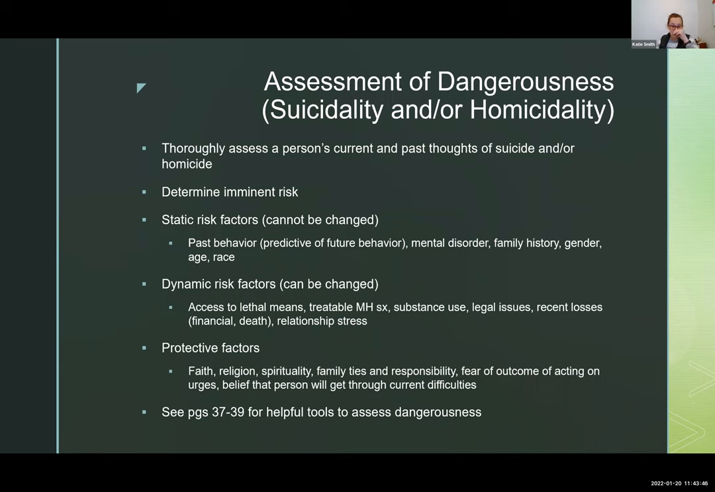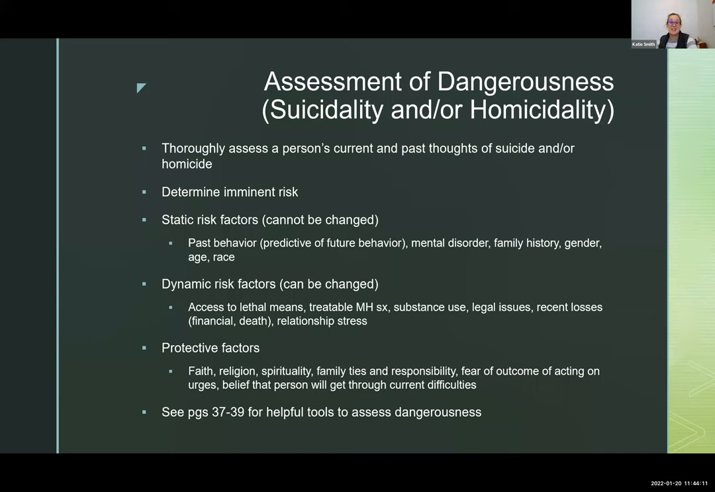Treatable mental health symptoms, substance use, legal issues, recent losses, how to cope with things like financial losses, death, relationship stress. So how do we cope with those things in a way that feels manageable? Can we build distress tolerance skills? What are some of the options that we can do to reduce that threat of imminent risk?